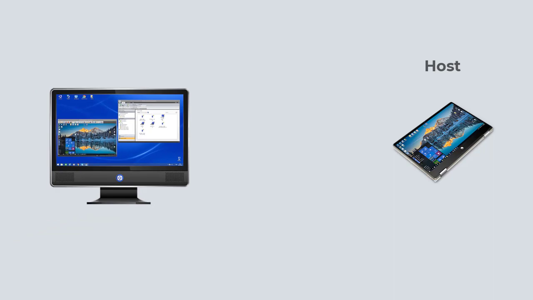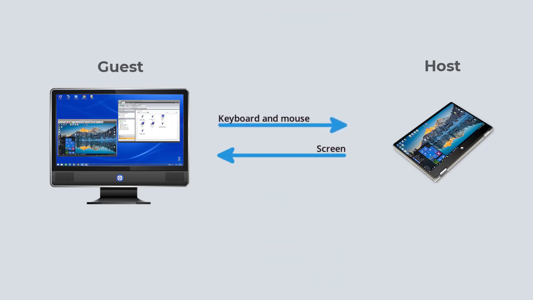Remote controlling a device requires two apps. One app on the device you want to control, we call that the host, and another app on the device you want to control from, we call that the guest. The functionality of Remote Desktop is simply transferring the host screen from the host to the guest and sending keyboard and mouse events from the guest to the host.